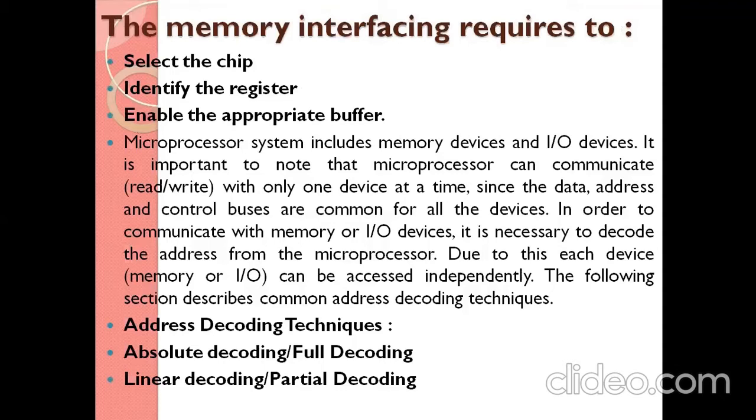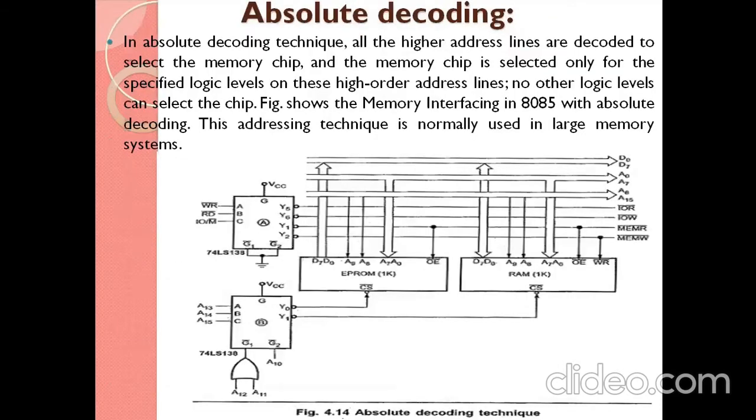There are two types of decoding techniques available. One is called absolute decoding or full decoding. Another one is called linear decoding or partial decoding. Full decoding means all the 16 lines are used for memory interfacing. Partial means few lines are used for memory interfacing. Linear means few lines are used. Absolute means all the address lines are used for memory interfacing.